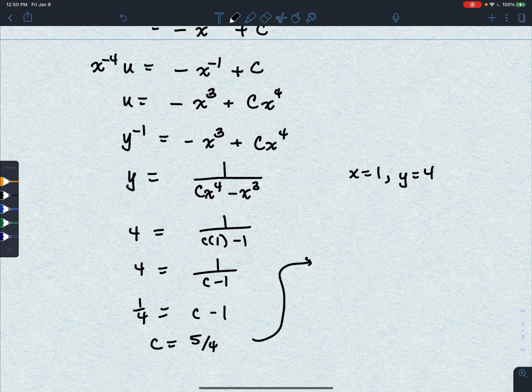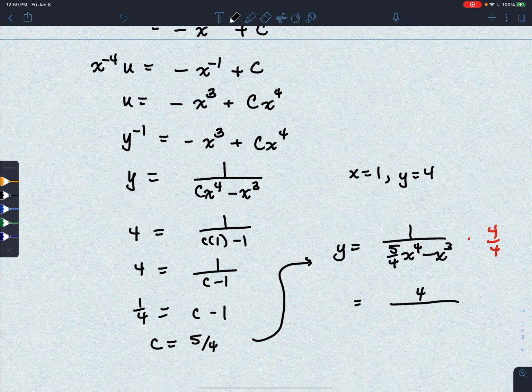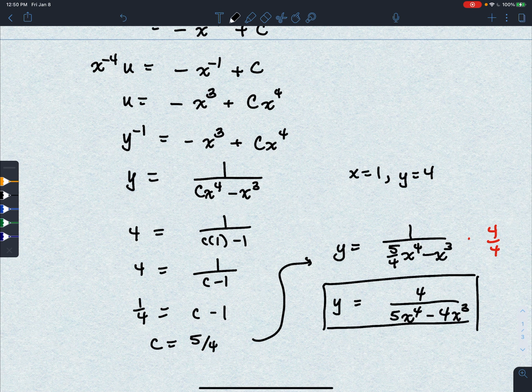So where does that lead? Our final solution, y is equal to 1 over 5/4 x to the 4th minus x to the 3rd. If you're looking for a slightly cleaner solution, you could multiply the numerator and denominator by 4 to eliminate the complex fraction. I'm not saying you have to do that, but maybe you'll want to do this anyway. So we would have 4 divided by 5x to the 4th minus 4x to the 3rd. And that is finally our solution to this differential equation.